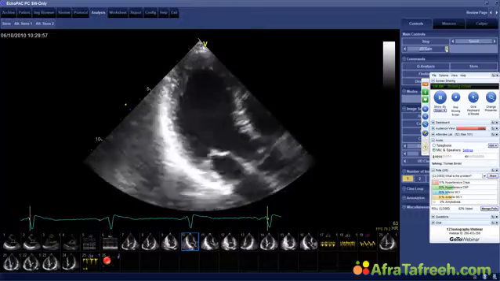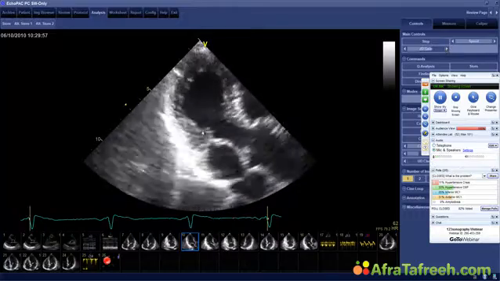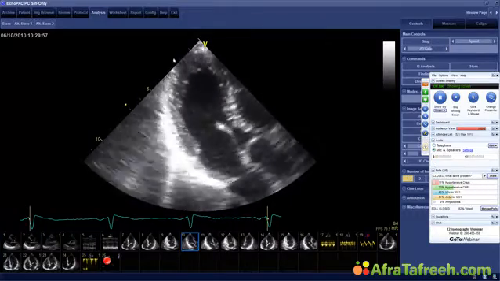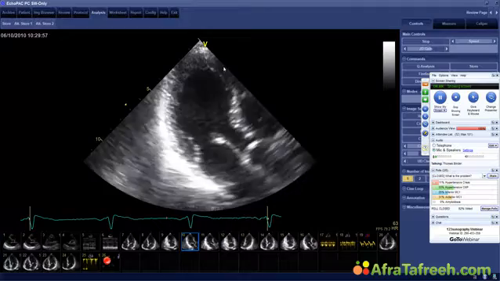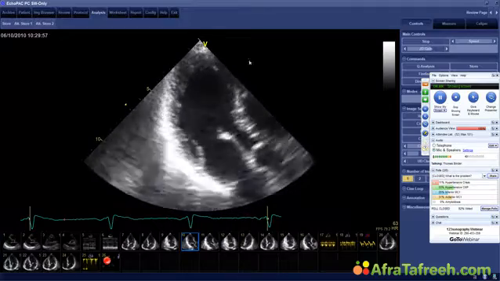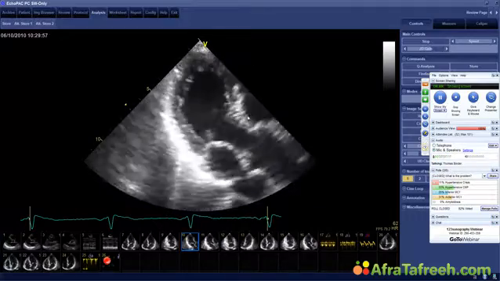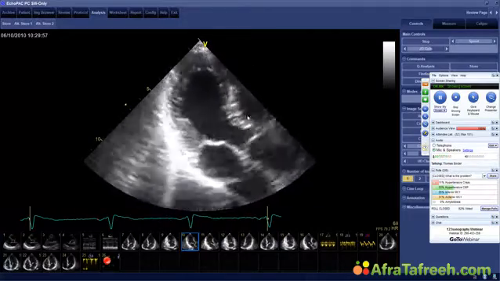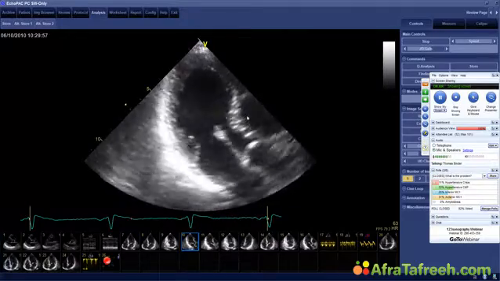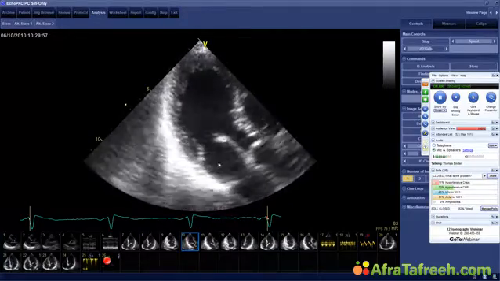apical, three-chamber view, look at the wall, compare the segments to each other, look at myocardial thickening, look at the shape of the ventricle as well, and look at the inward motion of the endocardium.